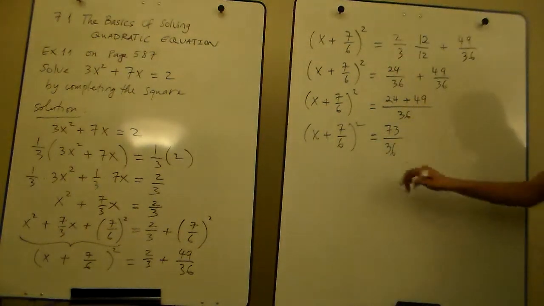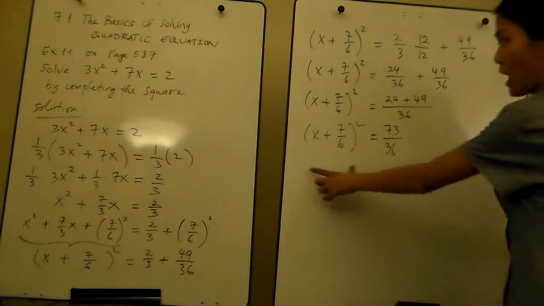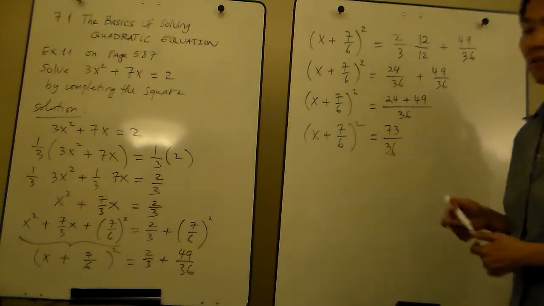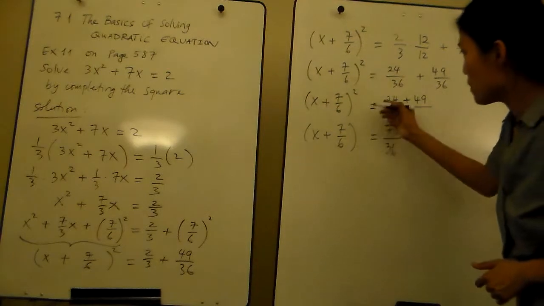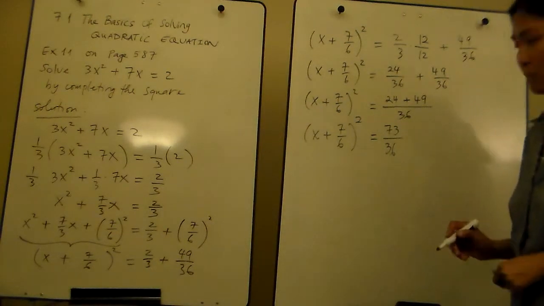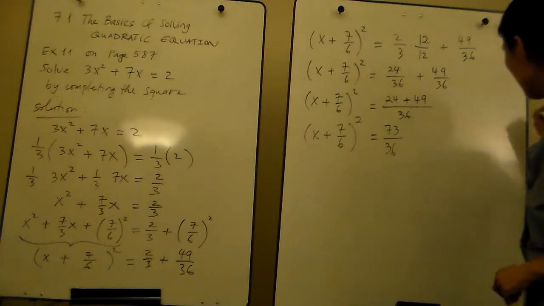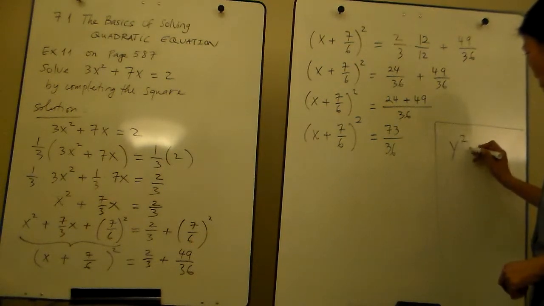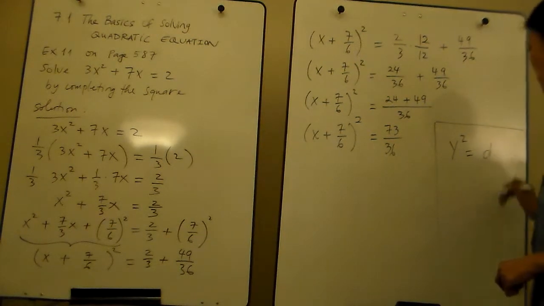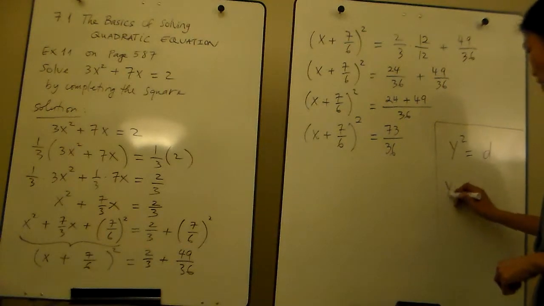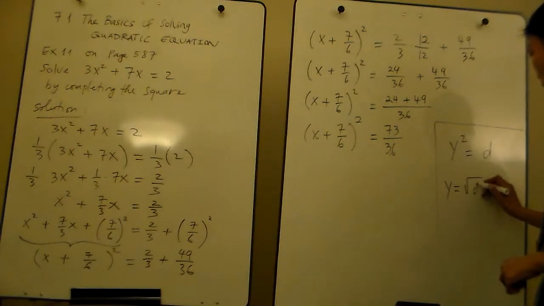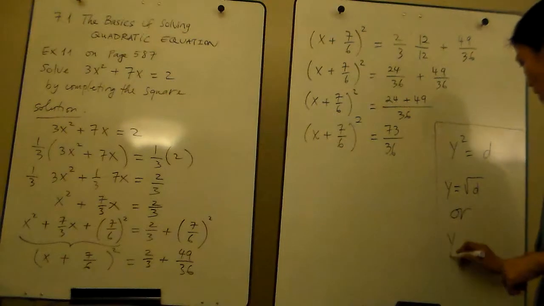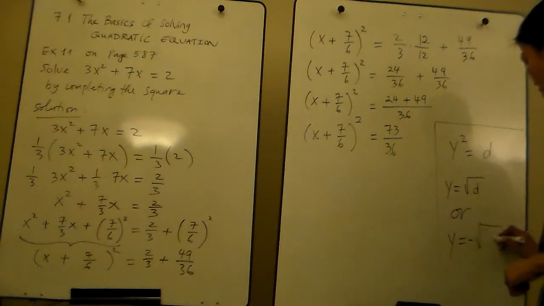Alright, now you have one side squared equal to a constant on the other side. That means you can use the principle of power, let me write on the side. The principle of power is when you have y squared equal to d, the solutions are y equal to square root of d or y equal to negative square root of d.